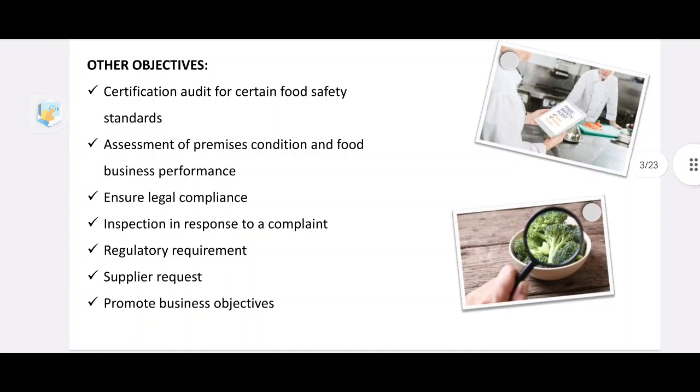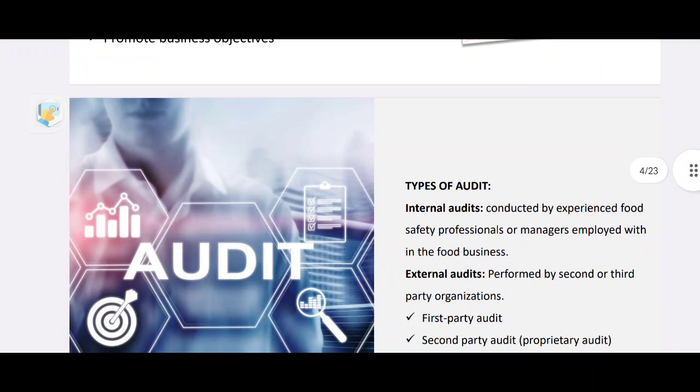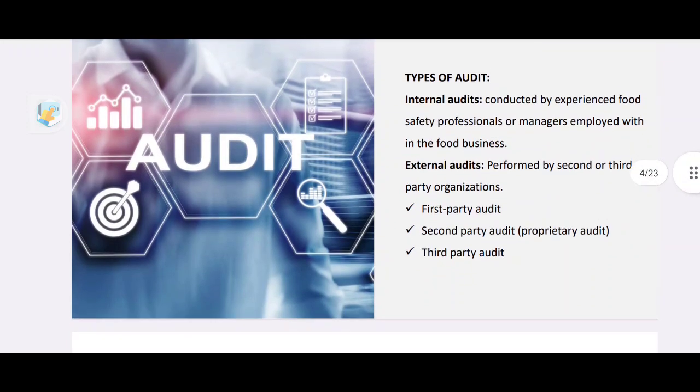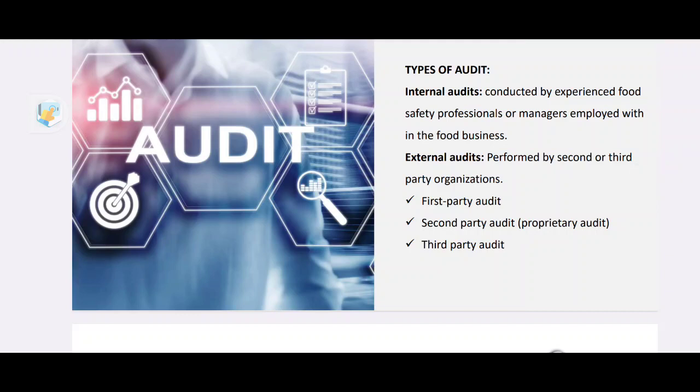Other objectives include certification audit for certain food safety standards, assessment of premises condition and food business performance, ensuring legal compliance, inspection in response to a complaint, regulatory requirement, supplier request, and promoting food business objectives. There are mainly two types of audits, internal audits and external audits. Internal audits are conducted by experienced food safety professionals or managers employed within the food business. External audits are performed by second or third party organizations.